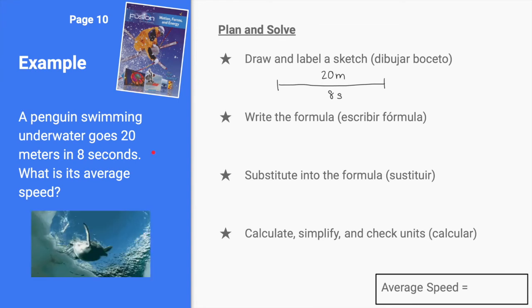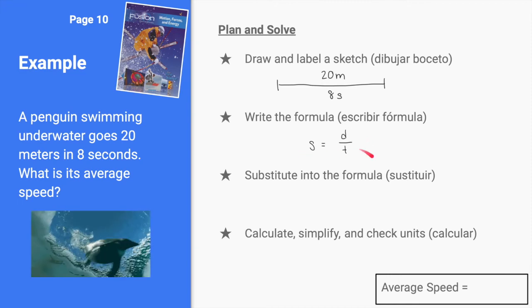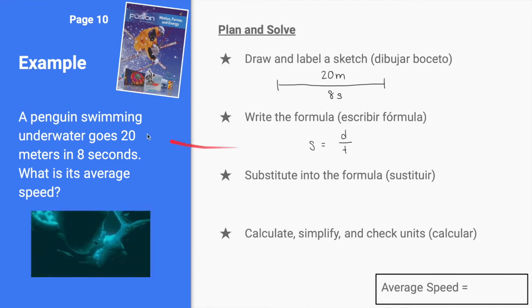Now for writing the formula, all I'm doing here is just writing my formula for average speed, which is speed equals distance over time. Now, just like we spoke about on the last slide, I wrote my abbreviated version with the letters that represent each part. Now I'm going to substitute my givens from the problem into this formula.